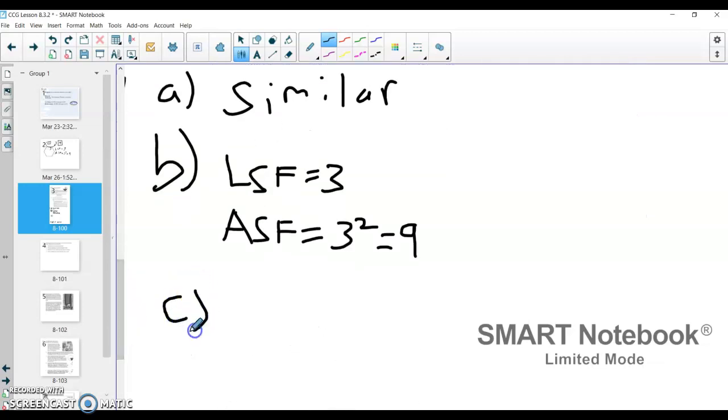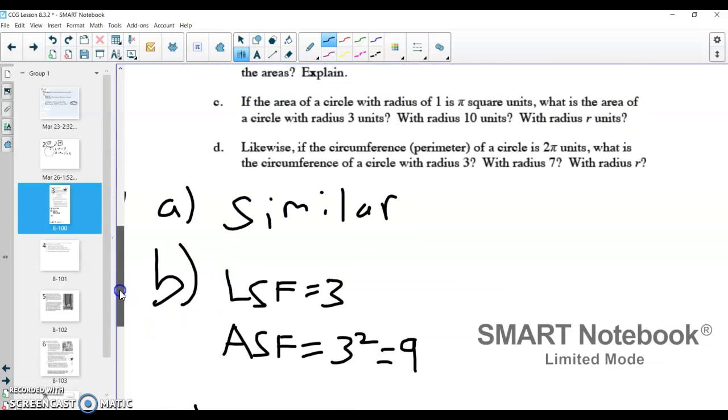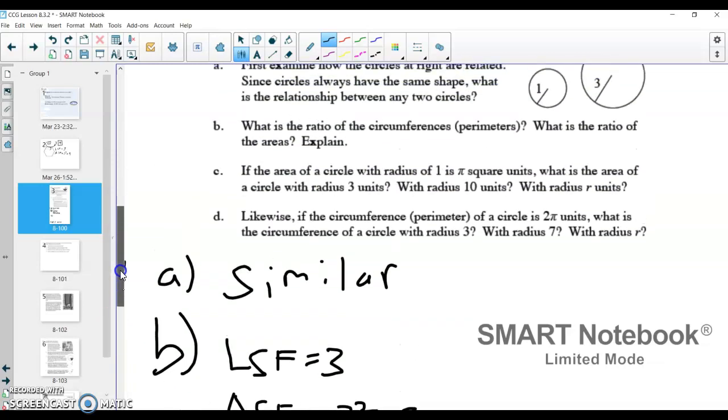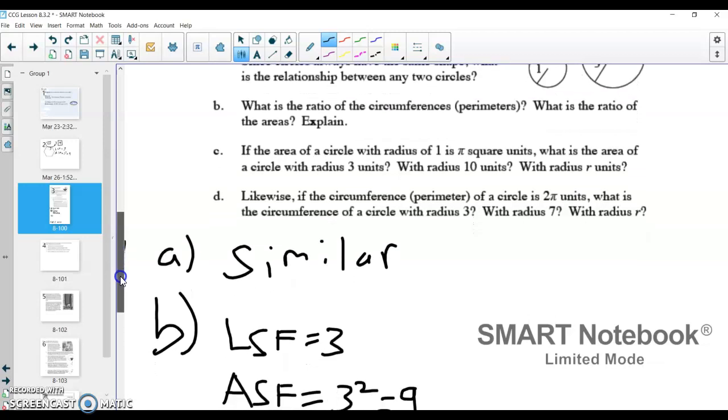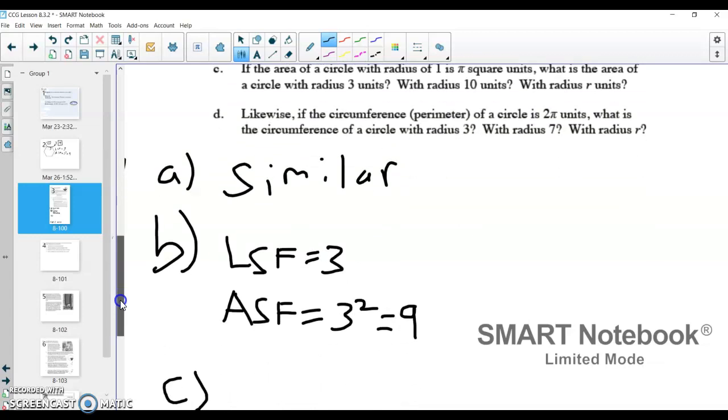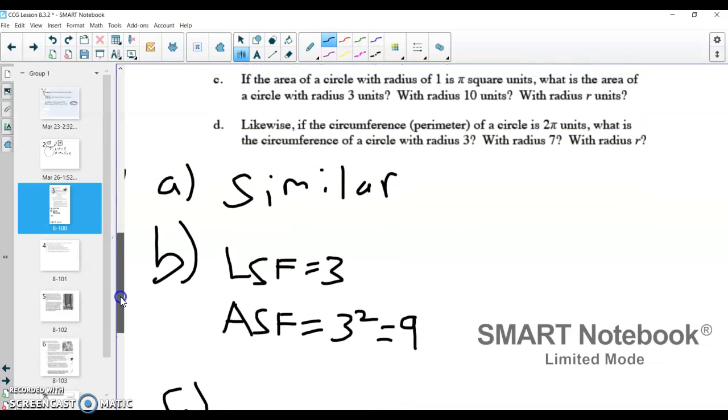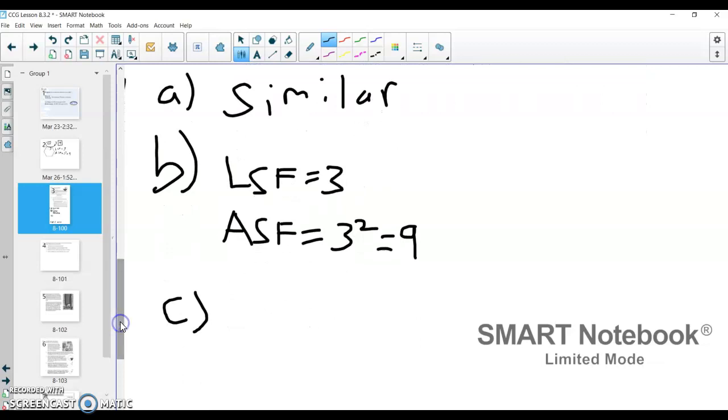Part C is saying we're going to actually use these linear scale factors and area scale factors. If the area of a circle with radius 1 is pi, then what is the area of a circle with radius 3? With radius 10 or with radius r units? Okay, and so we have that radius was 1 and it was pi. So we'll start with what is the area of a circle with radius 3?